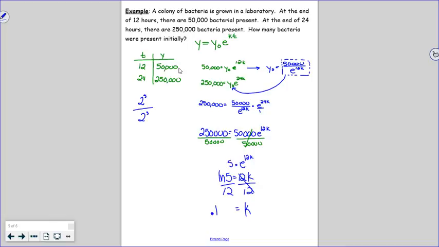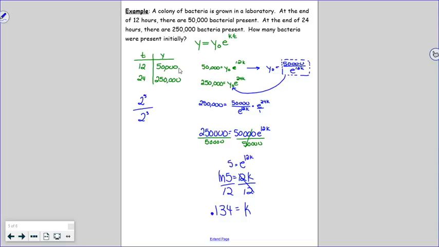Okay. Good so far? That was not the question. The question was not what is k. The question is how many bacteria were present initially. Okay. Don't make this more complicated than it needs to be.